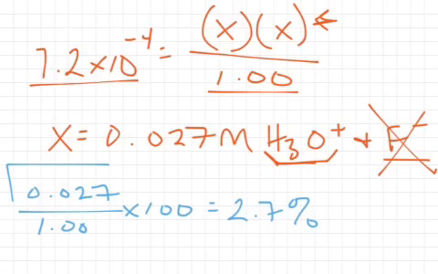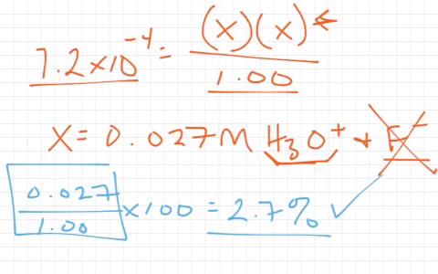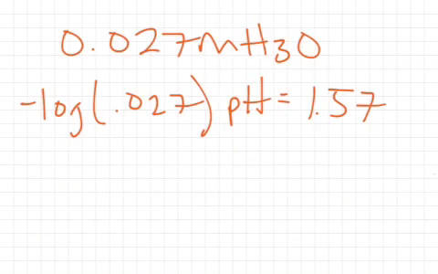So by comparing the new molarity to the old molarity, we see it's less than 5%, which means that we can go ahead and assume that this is the right answer. It's certainly going to be close enough. Which leads us to conclude that the pH of this solution would be 1.57.